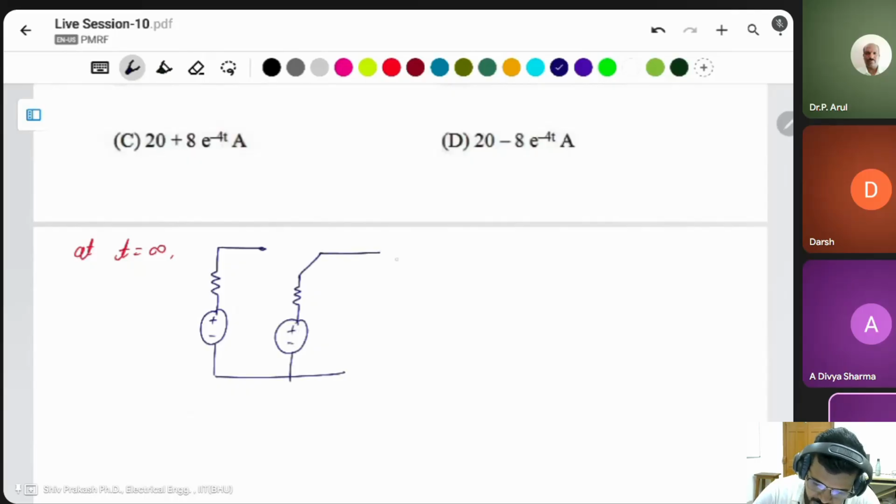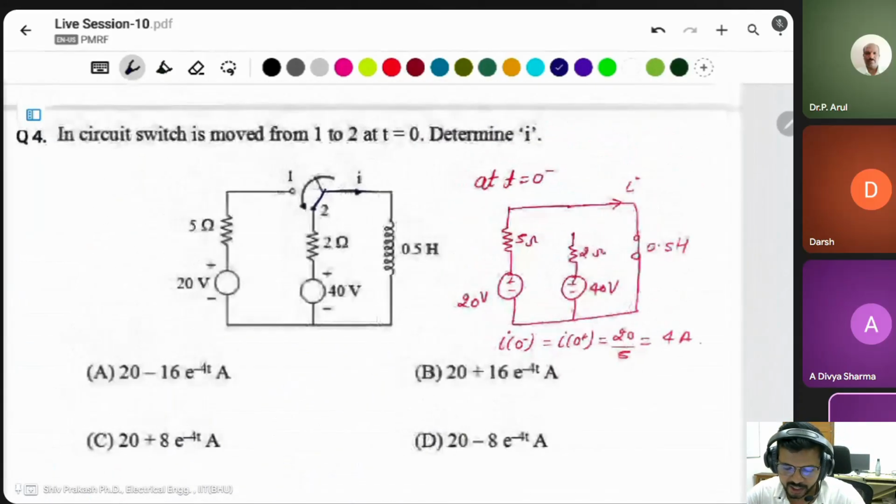This is closed through this one. At infinity, the inductor will be open, short circuited. This is 20 ohm. This is 20 volt. This is a 40 volt. 5 ohm resistor is here and 2 ohm is here. The inductor is 5 Henry. This is the current which we have to find, current I.